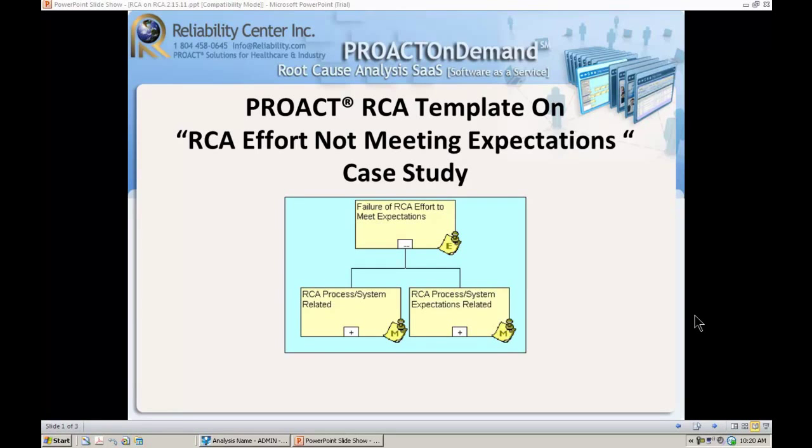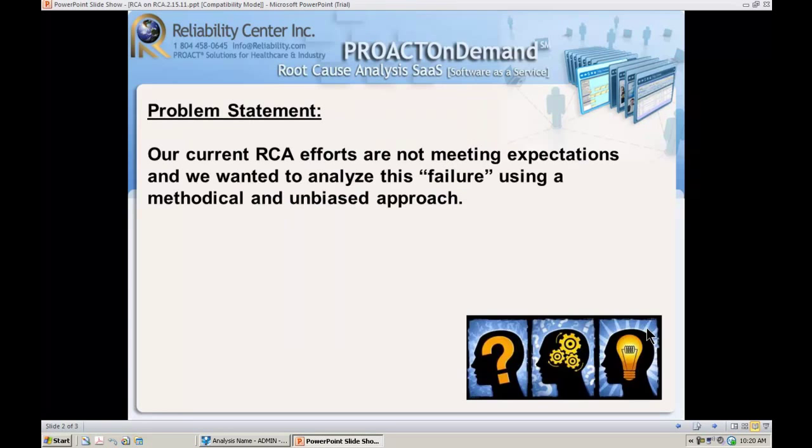Hello and welcome to our short presentation on a PROACT RCA template: what if our RCA effort is actually not meeting our own expectations? Our problem statement in this case would be that our current RCA efforts are not meeting expectations, and we want to understand and analyze this failure using a methodical and unbiased approach. So how could we go about doing that?